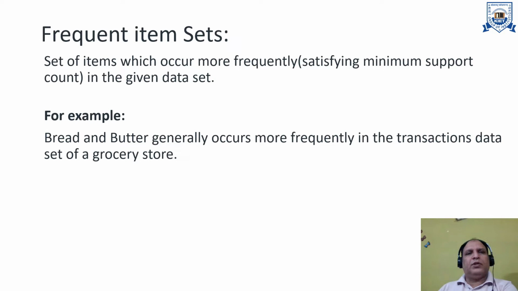If we talk about the frequent item sets, such item sets which occur more frequently or satisfy the minimum support count in the given dataset are known as frequent item sets. For example, bread and butter generally occur more frequently in the transactions dataset of a grocery store.